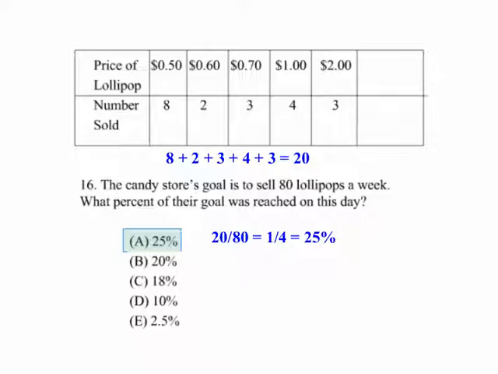about the number or the amount of money brought in, in which case, for instance, to find the number of 50-cent lollipops or the amount of money that brought in, you'd multiply 8 times 0.5.